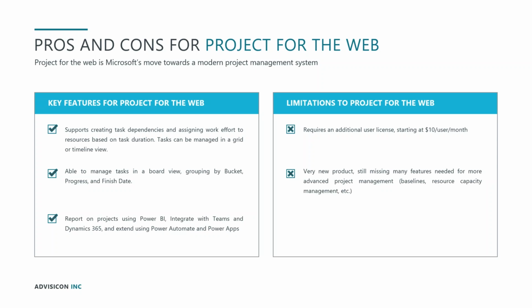And so Project for the Web, as it's been released and as it currently stands here today at the beginning of 2020, does support creating task dependencies and assigning work effort. You can put resources on a task and say how much effort is going to be happening with that based on the task duration. We can manage tasks in a grid view, similar to how we're used to doing it in Project Desktop, or even in a timeline view where we can see the Gantt chart kind of view. Additionally, we can view and manage the tasks in a board view, grouping by buckets, progress and finish dates.